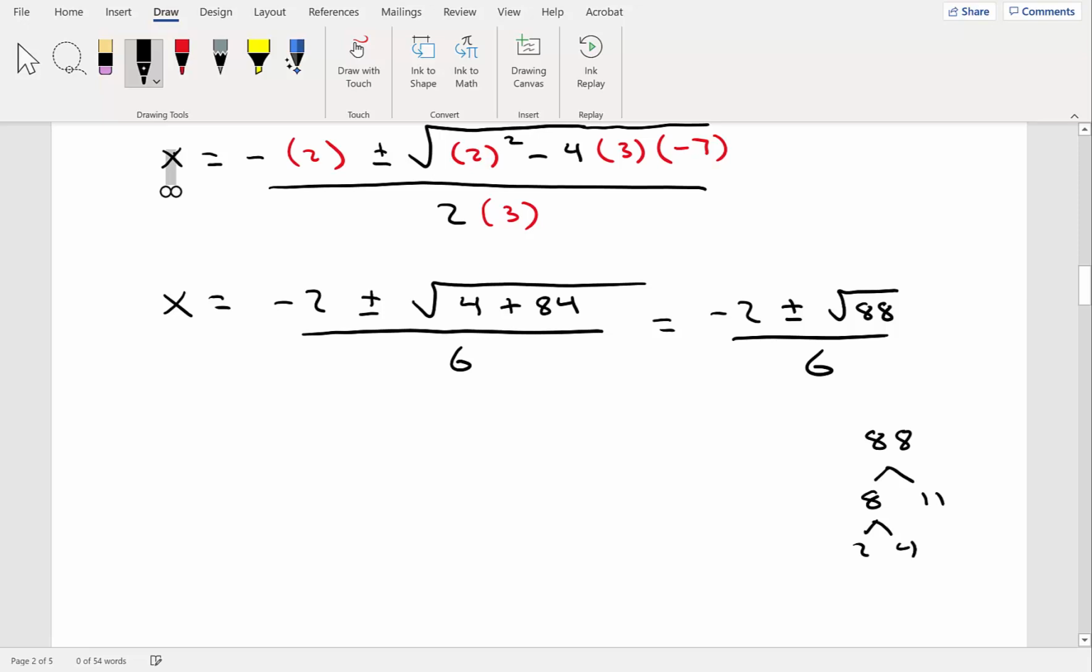Now this 8 could break down to 2 and 4, and then the 4 could break down to 2 and 2. So since we're dealing with a square root, we need 2 of the same number in order to take it out of the radical. So in this case, I do have 2 twos, which means I could take a 2 out and put it on the outside.